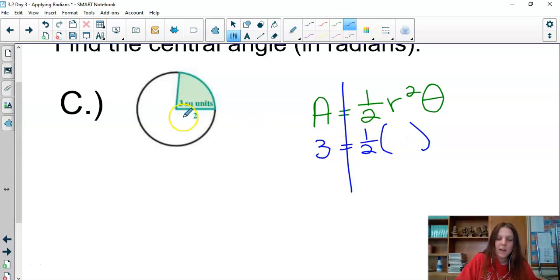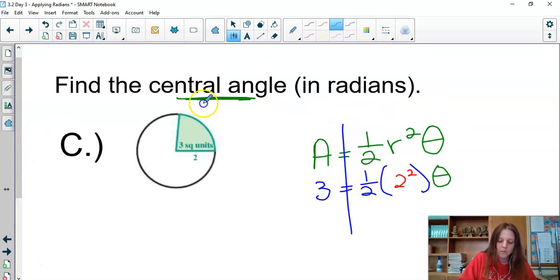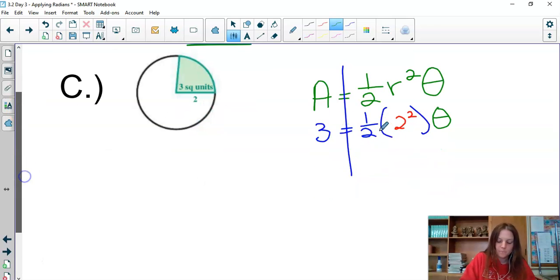We're going to multiply that by the radius squared, which is 2 squared. And then we're going to multiply that by theta. Well, theta is what we're looking for, the central angle. That's the angle theta. So we're good. We only have one piece of unknown information. So let's simplify this up. 2 squared, 2 times 2 is 4. And you're finding half of 4, in other words, 4 divided by 2. So 2 squared is 4, half of 4 is 2. So this whole thing is 2.